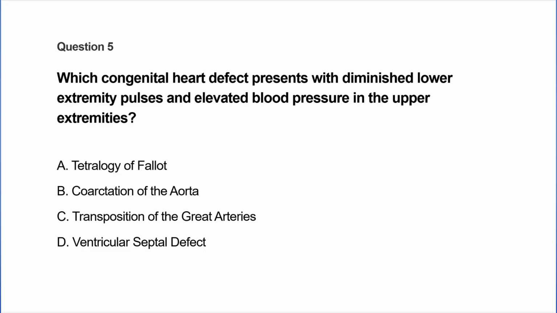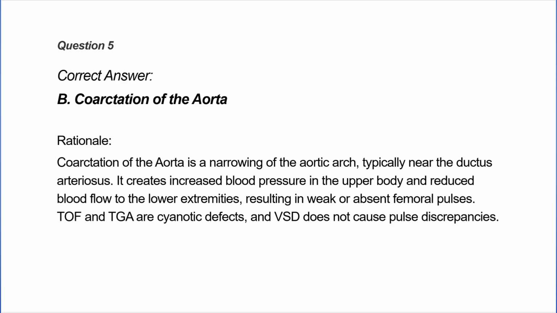Question 5. Which congenital heart defect presents with diminished lower extremity pulses and elevated blood pressure in the upper extremities? A. Tetralogy of Fallot. B. Coarctation of the aorta. C. Transposition of the great arteries. D. Ventricular septal defect. Answer: B.